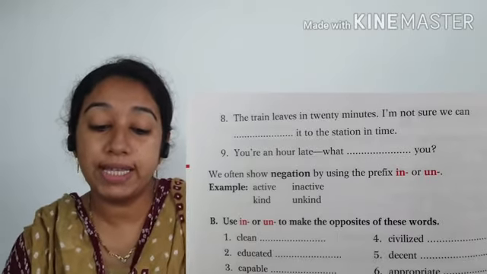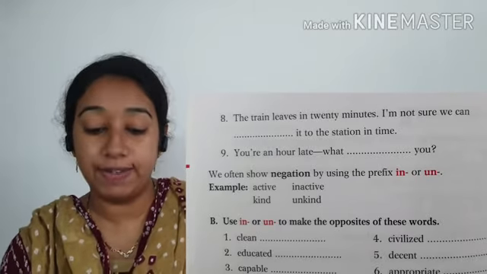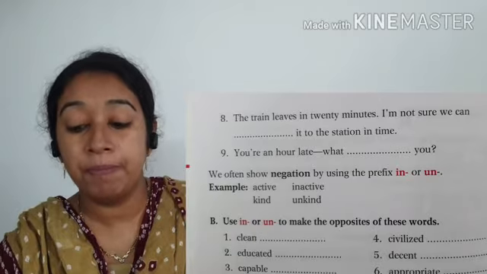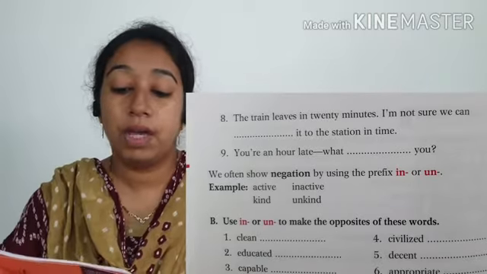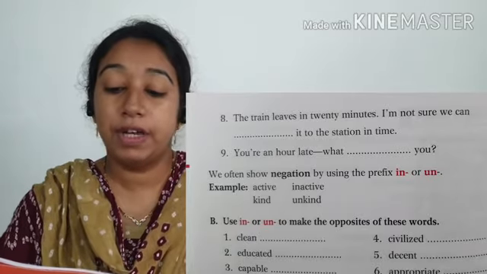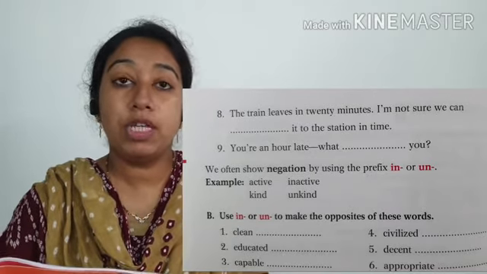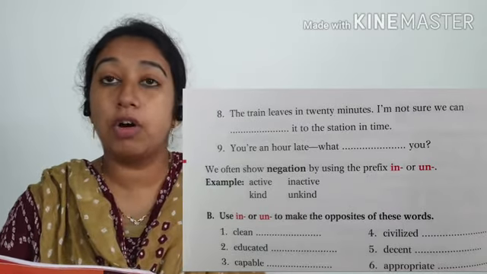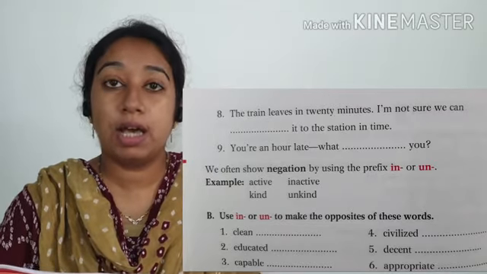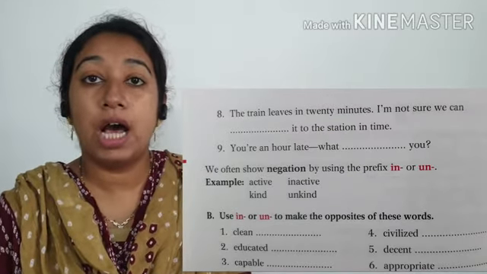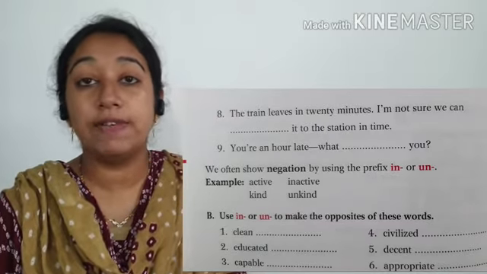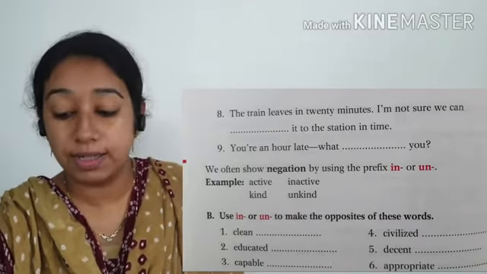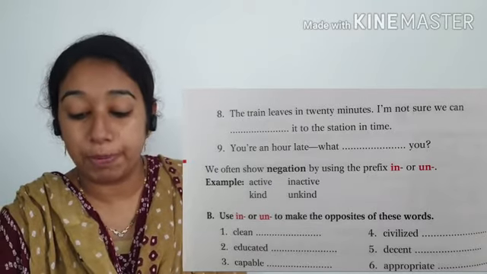So now the next exercise, we have to form a negative statement or an opposite by using the prefixes in or un. Example, active, inactive, kind, unkind. Use in or un to make the opposites of these words. Clean, unclean, educated, uneducated, capable, incapable, civilized, uncivilized, decent, indecent, appropriate, inappropriate.